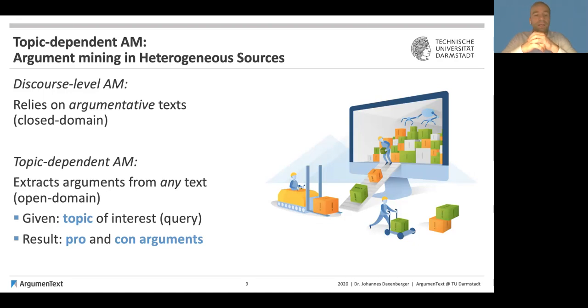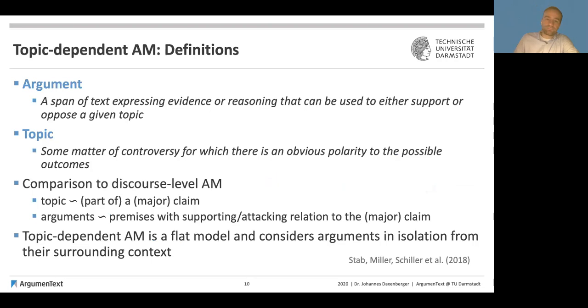And the basic idea is you have a collection of texts that could come from a web crawl or a newspaper corpus or social media, whatever you can imagine. And the only thing that you actually need is a topic of interest. So that is your query, so to say, your search query. And as a result, you basically want a list of pro and con arguments.